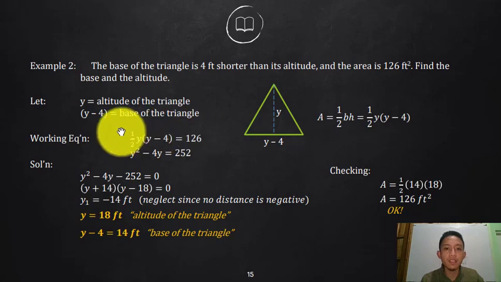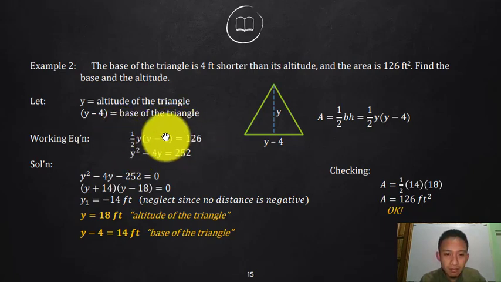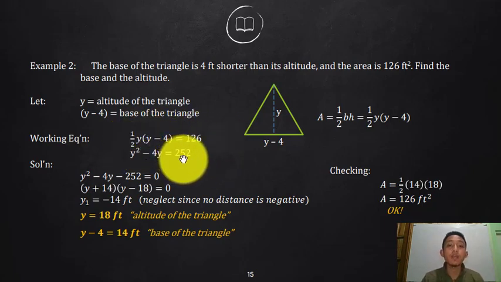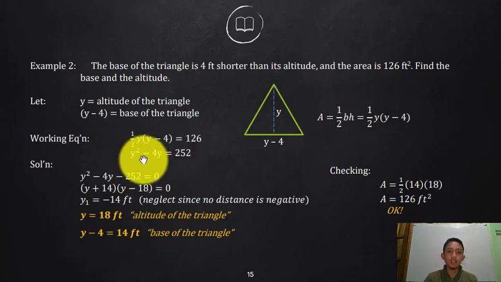But first, let me simplify our working equation. So what will I do to get rid of the fraction? Actually, I can multiply both sides by 2 or cross multiply 2 on the other side. So y times y will be y squared, y times negative 4 will be negative 4y. But your 1/2 again, you can cross multiply that one or multiply both sides by 2 so that the 1/2 disappears. And that 126 will become 252. So this is now a quadratic equation. This will go minus on the other side.